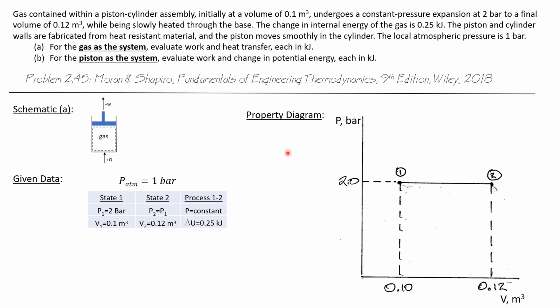Let's draw a PV diagram to visualize this process. We know that state 1 is a pressure of 2 bar and has a volume of 0.1 cubic meters. It undergoes a constant pressure expansion to state 2, and this occurs because it is being heated. And at state 2, the pressure is still 2 bar, but the larger volume here is 0.12 cubic meters.